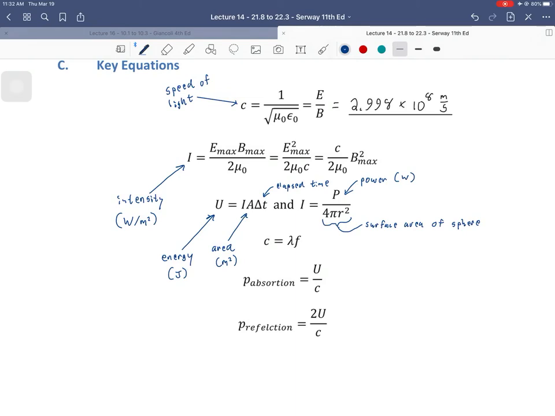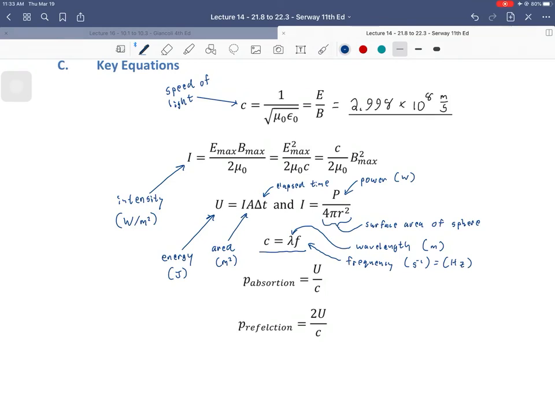Our next formula down here is really the formula that encapsulates the whole idea of the electromagnetic spectrum. And that's simply saying that the speed of light is equal to wavelength times frequency. So that is wavelength, and that would be in meters. And then we have frequency, and that would be in inverse seconds or hertz, because they're the same thing.